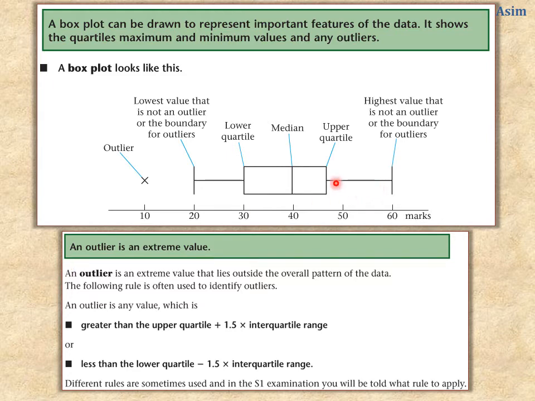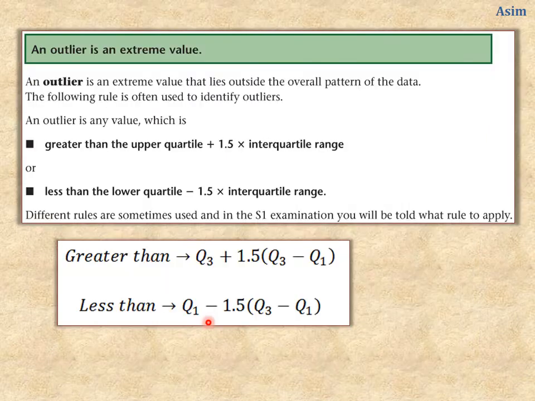Just to add some extra information, this horizontal line that you see with my pointer now, that connects the box with the highest value, is called a whisker. The second thing I want you to note is this constant 1.5. It is not always 1.5.